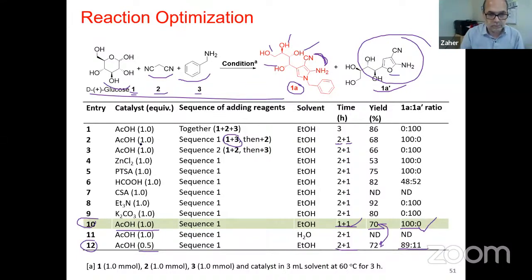So let's look at this sequence here, number 4: zinc chloride, paratoluene sulfonic acid, and formic acid. All of these, 4 and 5, give you 100% of 1A. Remember that zinc chloride is a Lewis acid. Paratoluene sulfonic acid is also an acid. Formic acid is also an acid, but formic acid gives you a mixture. I think this is because formic acid is a weak acid. Although you are using this reaction under sequence 1, because it's a weak acid, we get mixtures of the products.